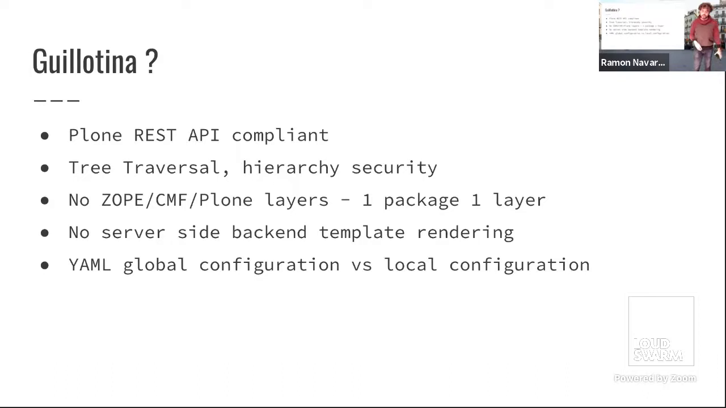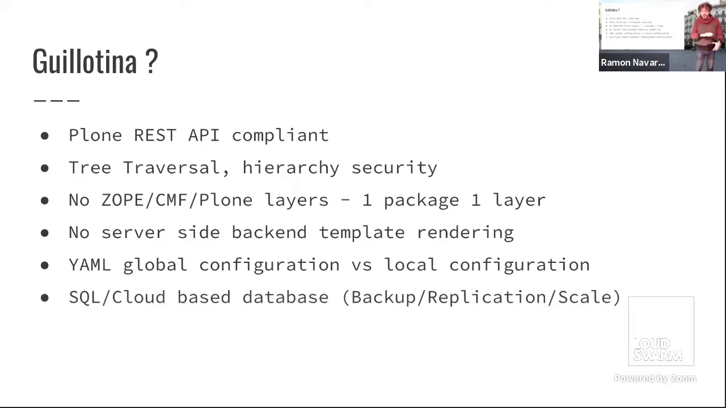Well, our underlying layer is SQL and cloud services. We can store files in a file system, on S3, or on Google Cloud Storage. We can have Postgres as a database, or Cockroach as a database. And so all the tools that already exist around these underlying layers help us to keep the backup, the replication, and scaling the application wherever you need.